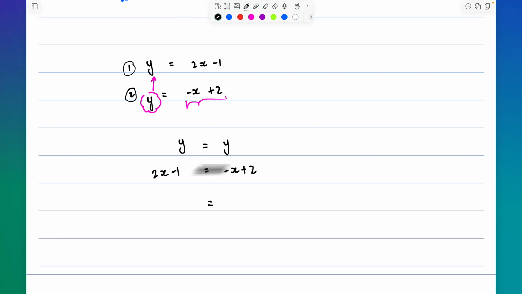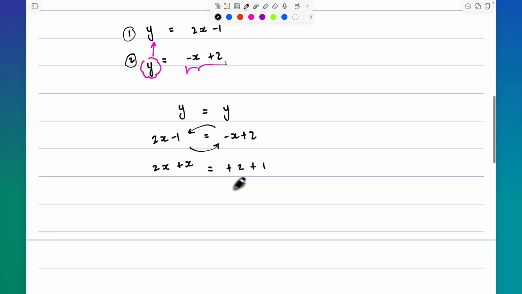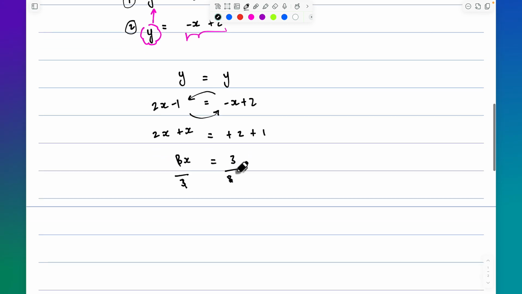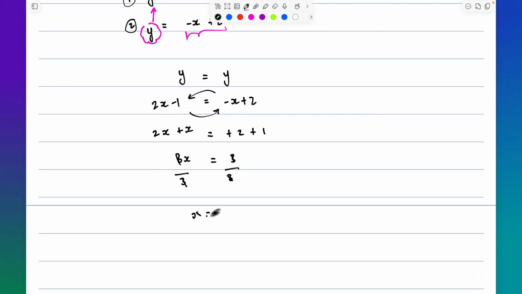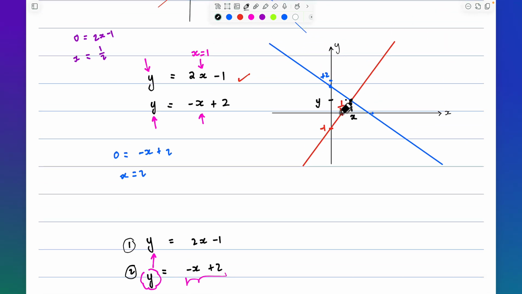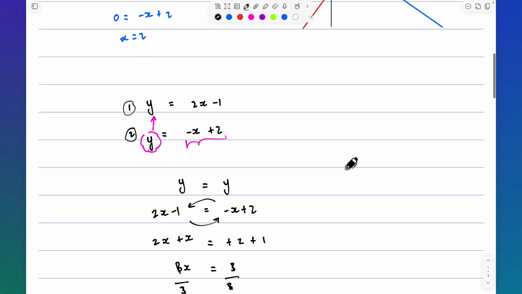Just to solve this, it becomes, put all the x's to the left-hand side. So your negative x becomes positive x. That's 2x plus x. This negative 1 becomes positive 1 on that side. That's positive 2 plus 1. So that's 3x is equal to 3. Divide both sides by 3 to cancel it on this side. And it becomes x is equal to positive 1. So we can kind of see that that makes sense, right? Because this was a half. This point over here was positive 2. It makes sense that the intersection is at the point x is equal to positive 1.